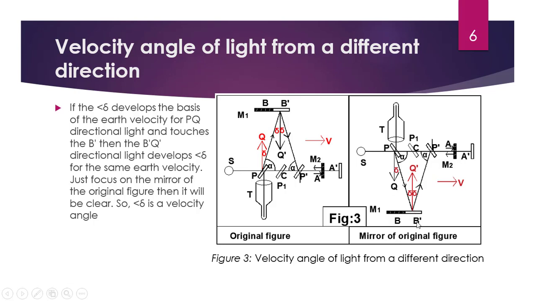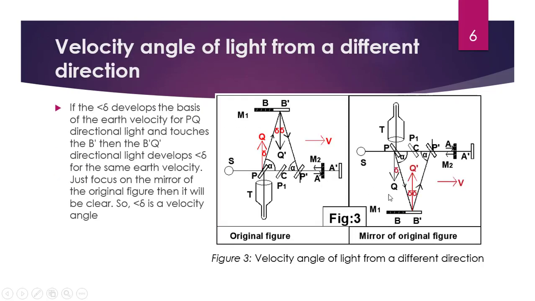From B dash to Q dash, the light goes to P dash and develops the del. Same, there is a del, there is a del. And the triangle remains the same. I explain it again. P to Q dash light: if we put down the light, then for the earth velocity, it goes to B dash. And if we put down the light from B dash to Q dash, then it passes P dash.